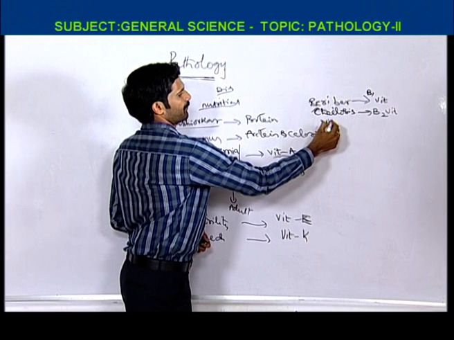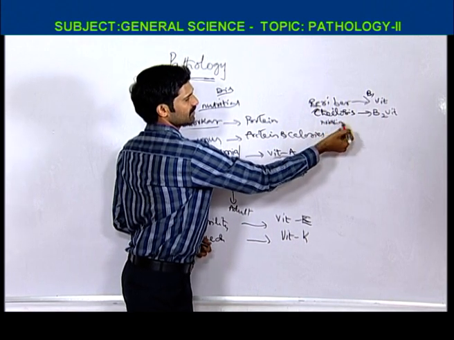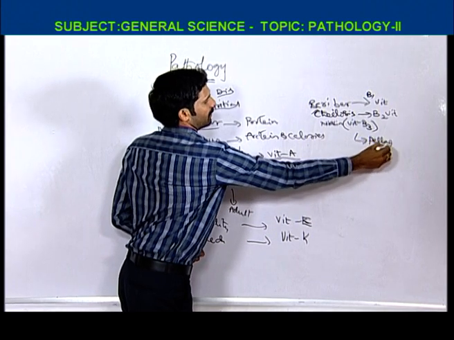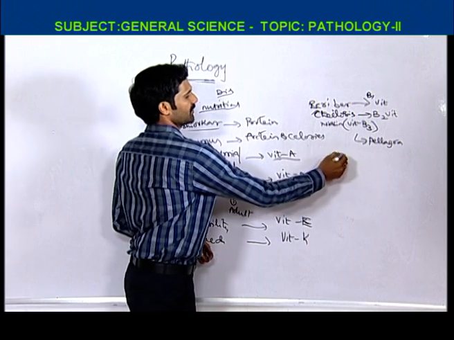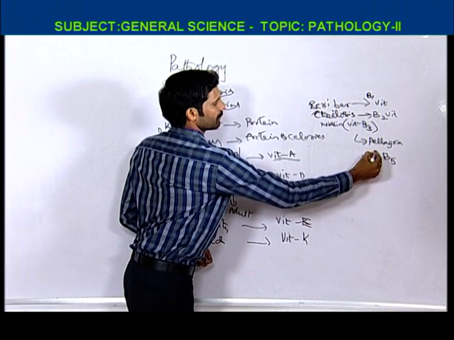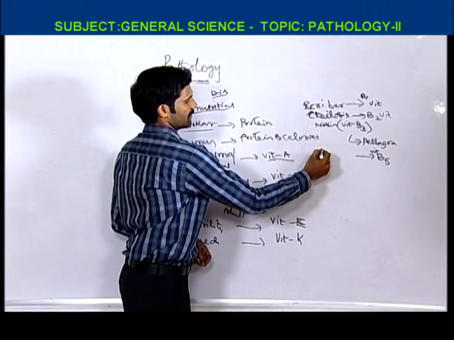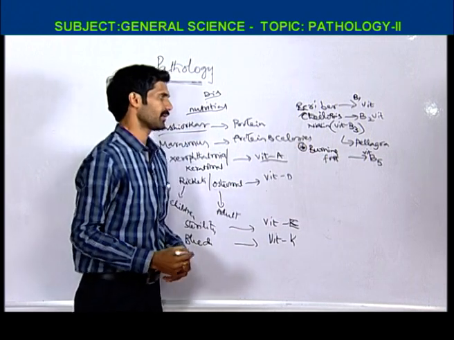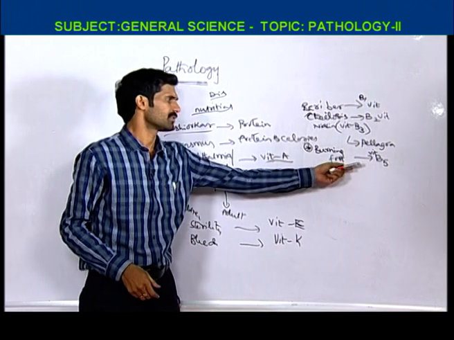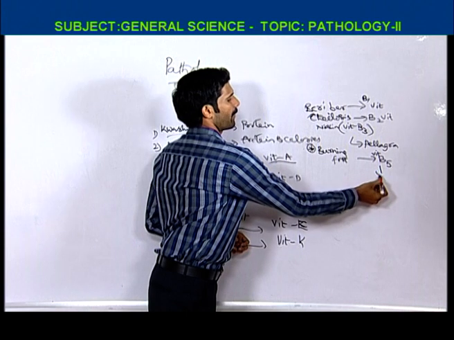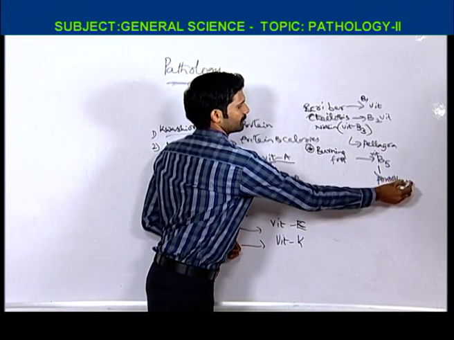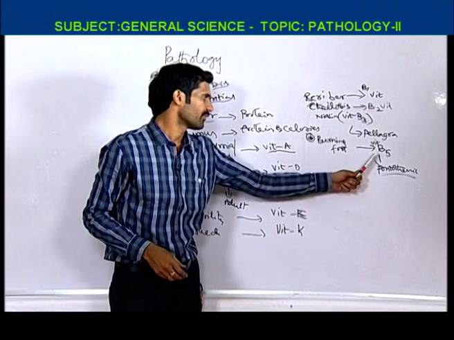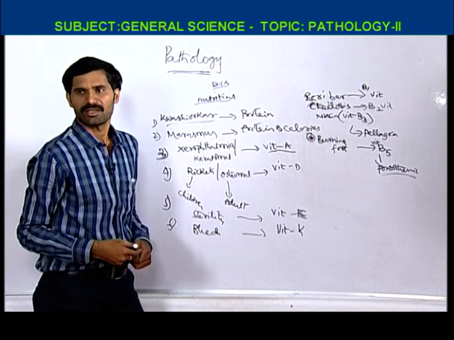And niacin deficiency: the deficiency of niacin or vitamin B3 leads to pellagra. And the deficiency of vitamin B5 leads to a disease namely burning foot disease. Very important from the examination point of view. Burning foot disease is due to the deficiency of vitamin B5, chemical name pantothenic acid. So the chemical name of vitamin B5 is pantothenic acid. Its deficiency leads to burning foot disease.